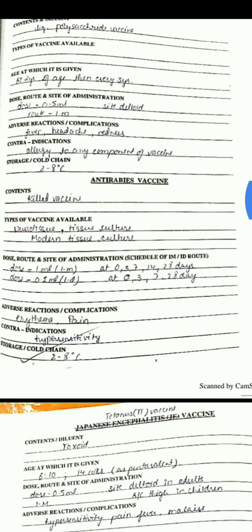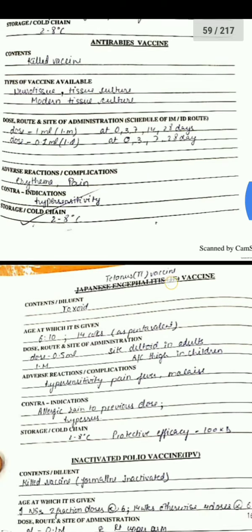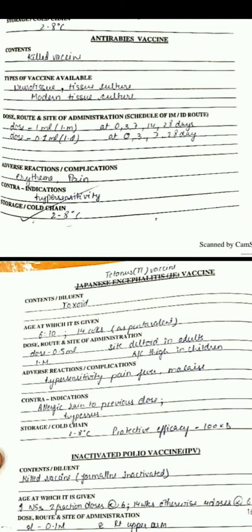Anti-rabies vaccine, it is killed vaccine. It is neuro tissue or tissue culture or modern tissue culture vaccine. Dose is 1 ml IM at 0, 3, 7, 14 and 28 days. Dose is 0.1 ml ID at 0, 3, 7 and 28 days. So there are different regimens. Adverse reaction is erythema and pain. Contraindication is hypersensitivity, and it is stored at 2 to 8 degrees centigrade.